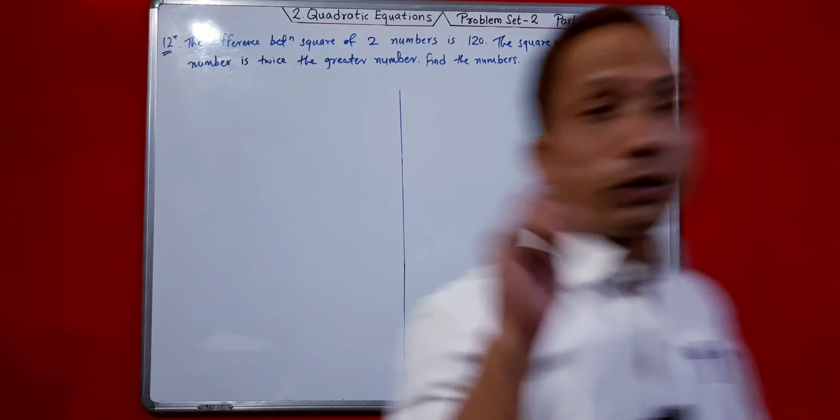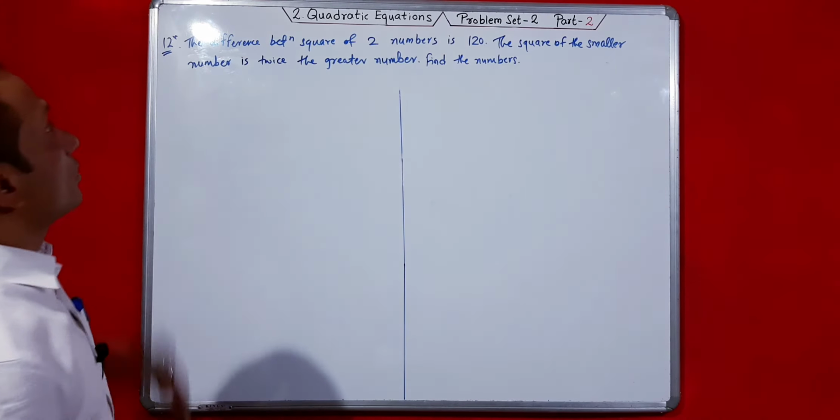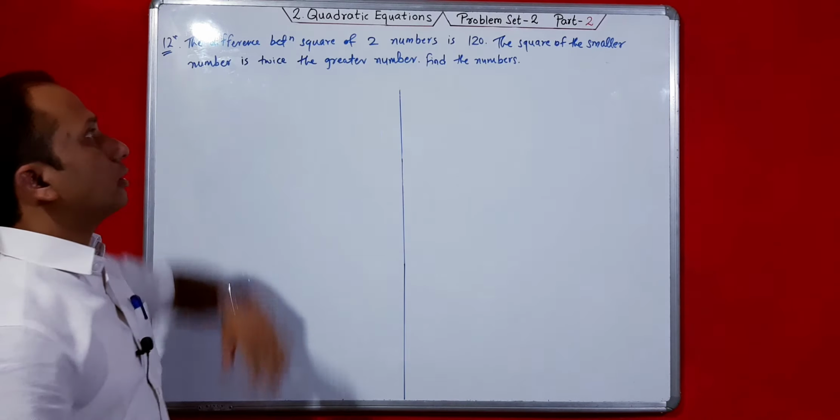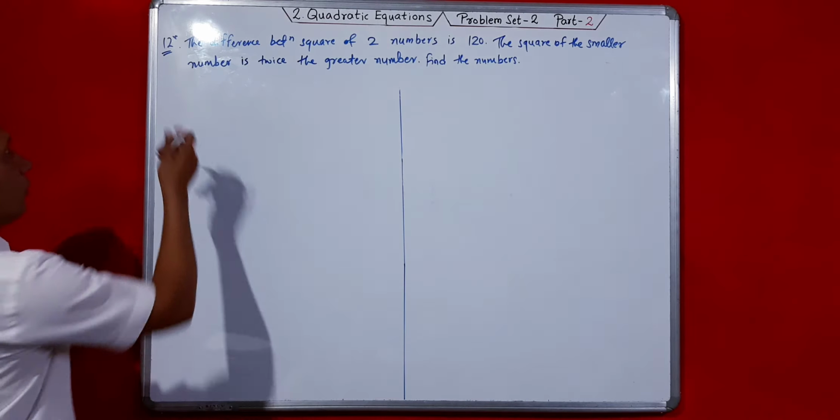Okay, so we'll solve the 12th problem here. What is given? The difference between the squares of two numbers is 120. The square of the smaller number is twice the greater number. Find the numbers. Okay, so we have to find the numbers.